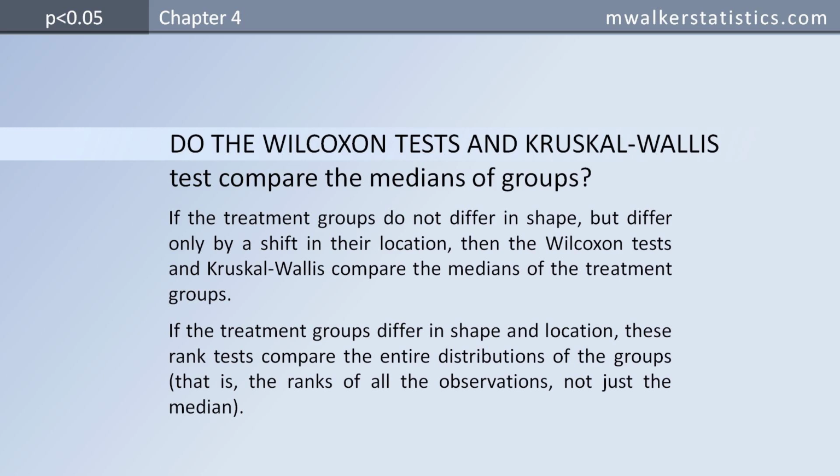Do the Wilcoxon tests and Kruskal-Wallis test compare the medians of groups? If the treatment groups do not differ in shape, but differ only by a shift in their location, then the Wilcoxon tests and Kruskal-Wallis compare the medians of the treatment groups. If the treatment groups differ in shape and location, these rank tests compare the entire distributions of the groups, that is, the ranks of all the observations, not just the median.